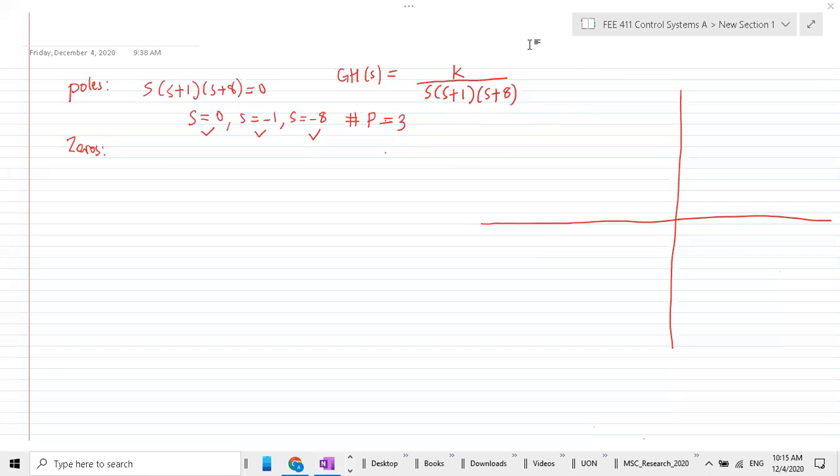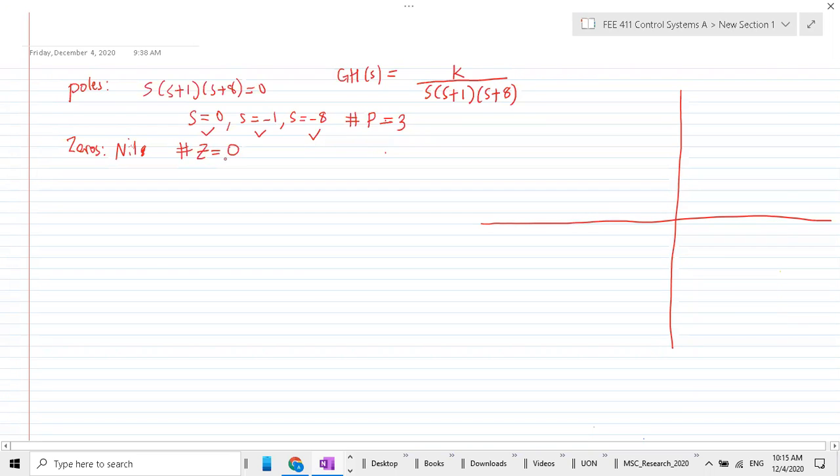Okay, so next you go and check if there are any zeros. The way you get zeros, you equate the numerator to 0 and then get the roots. But from this example, it is clear that we have no zeros. So you say nil. Number of zeros, nil. We don't have any zeros, so the number of zeros is equal to 0.